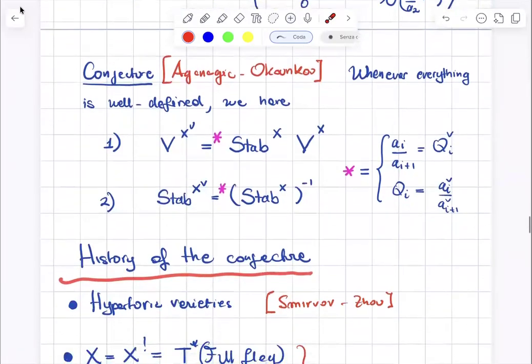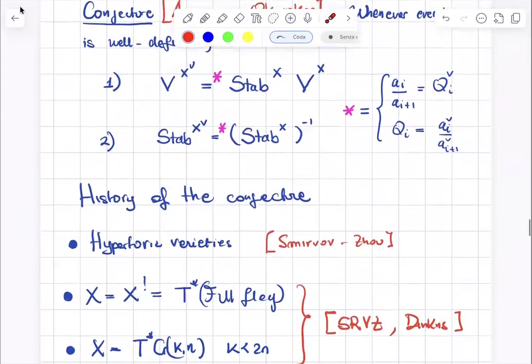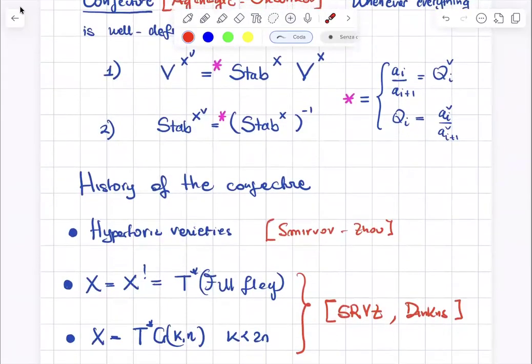So the first evidence is in the case of hypertoric varieties, which can be thought of as a kind of abelian version of quiver variety quotient. In the case of the cotangent bundle of the full flag variety in type A, X and its dual are the same. This doesn't mean that mirror symmetry is easy in this case. There's still an extremely non-trivial identification. And this is essentially because the bases of solutions of the difference equation in the two variables are very different.